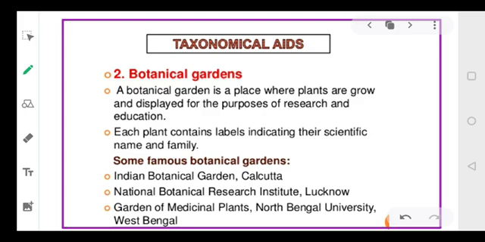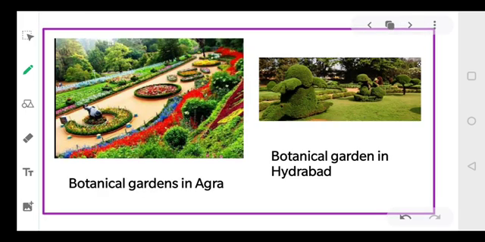Now next is botanical gardens. Let's see this picture. Have you seen such pictures, everyone? You will find such botanical gardens in certain cities. The first one is the botanical garden in Agra, and this is a botanical garden in Hyderabad. Isn't it beautiful? So different combinations of colors, you see the flowers, they are looking amazing.